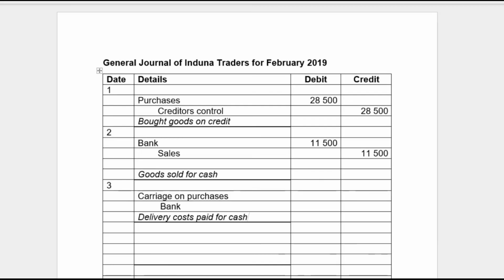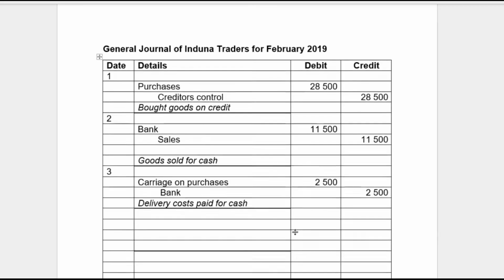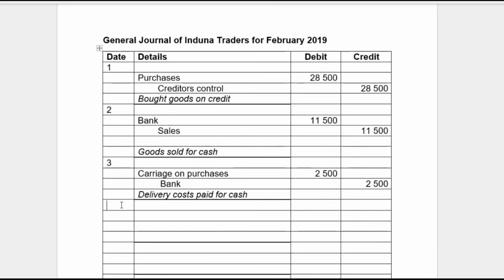Delivery costs paid for cash, right? For how much? For 2,500. See now. And then there as well, 2,500, and then we can go to the next transaction. The next transaction is transaction number 4. Let's go there.